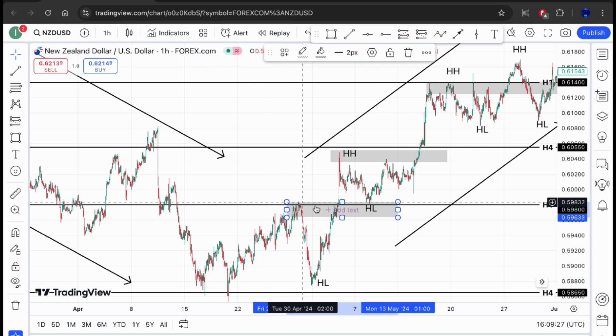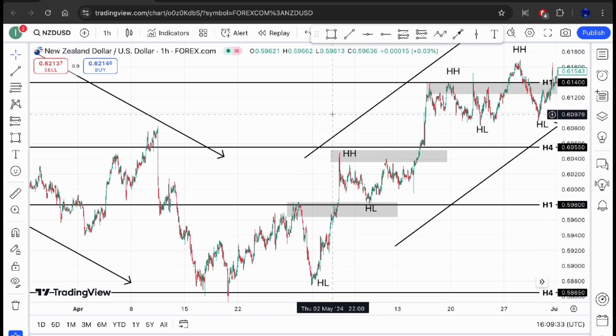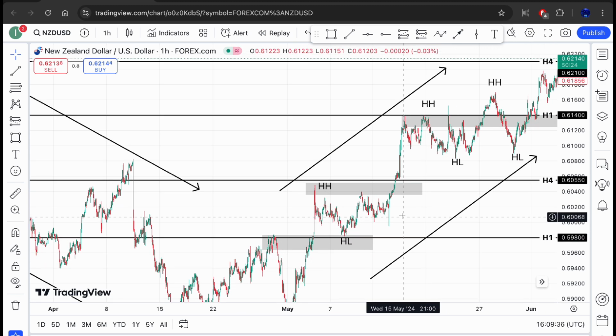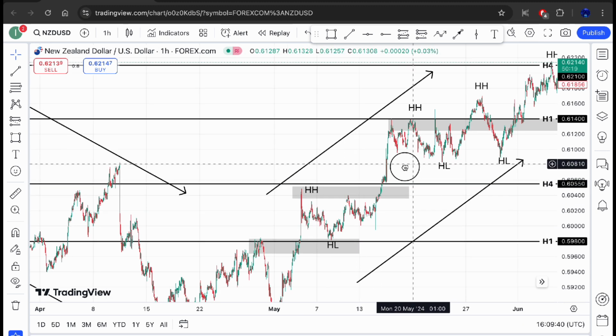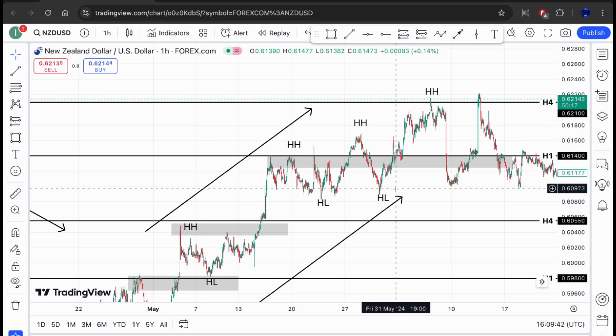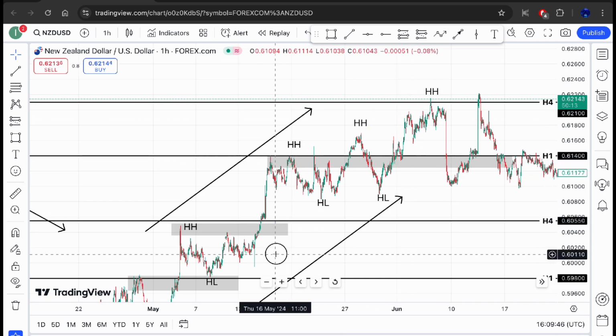Our previous form of resistance now is going to be acting as a form of support, and so on and so forth. So this was our previous form of resistance right here. It broke through it and acted as a form of support. Our previous form of resistance right here, it broke through it finally here and acted as a form of support. Our previous form of resistance here, it broke through it and acted as a form of support right here. And that is how an uptrend works.